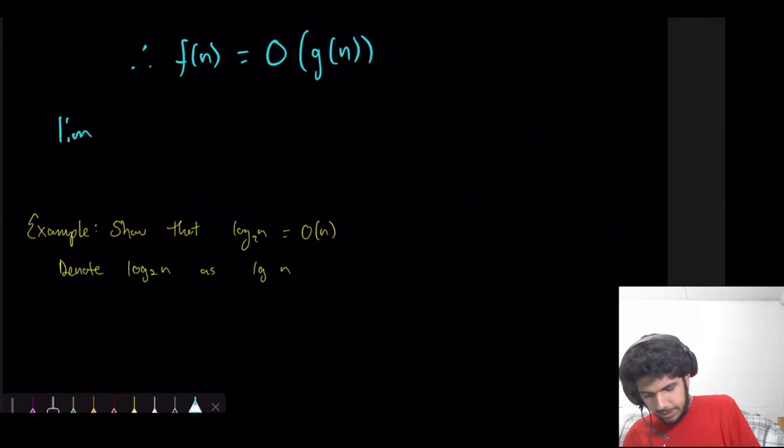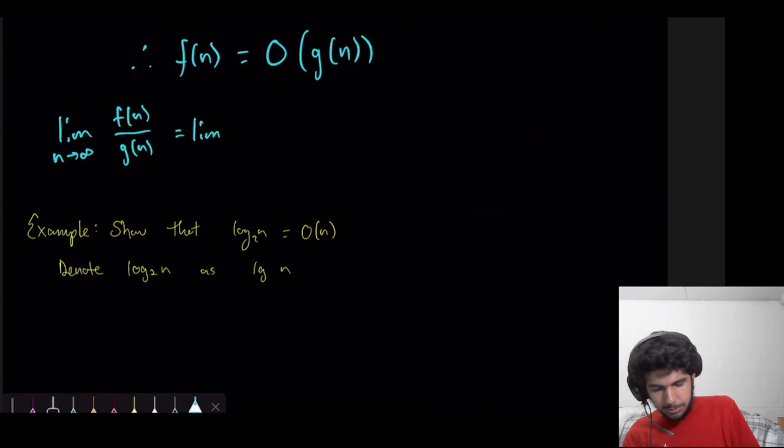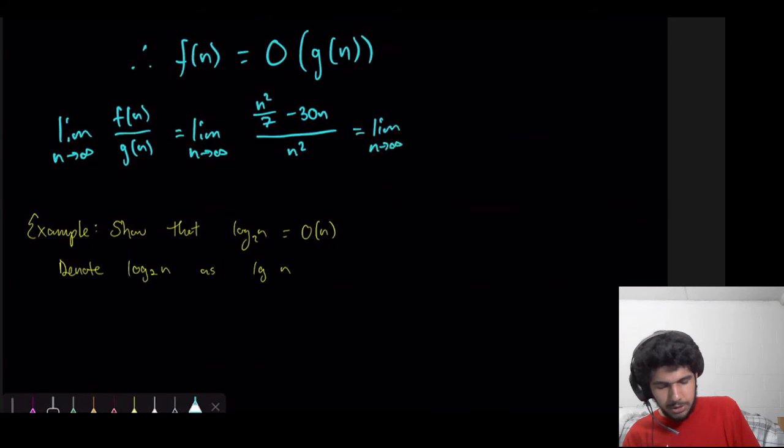So if we take the limit as n goes to infinity of f of n divided by g of n, let's plug in what those were. f of n was n squared over 7 minus 30n, and g of n was n squared. We'll multiply the numerator and denominator by 7: n squared minus 210n over 7n squared.